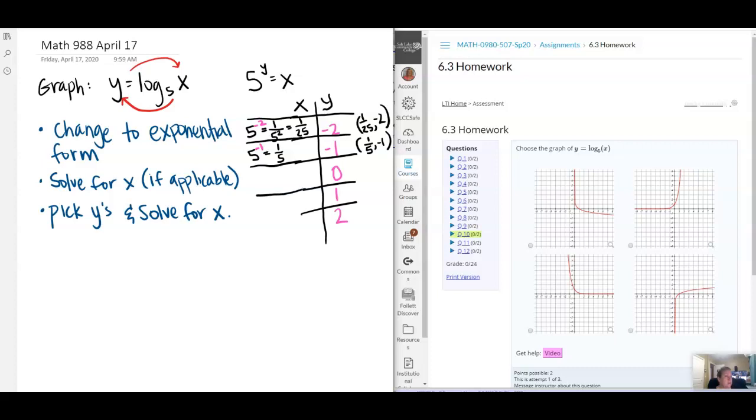Right, now let's keep going. Now let's put 0 in. Remember, any number raised to a 0 power always gives us 1 for an answer. So my point on this is 1 comma 0. And then 5 to the first power is going to give me just 5. And then 5 to the second power is going to give me 25. So I've got 5 comma 1 and 25 comma 2.